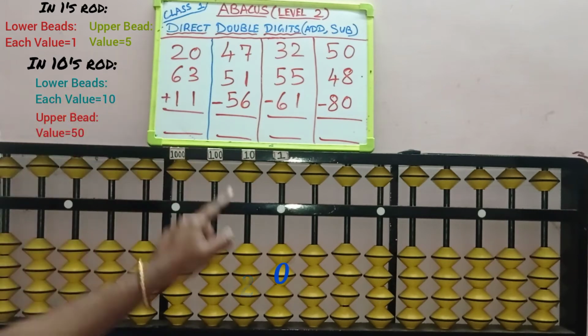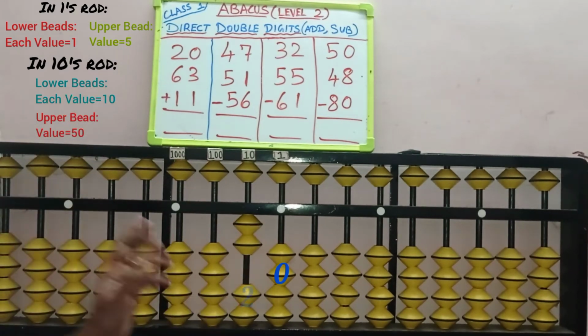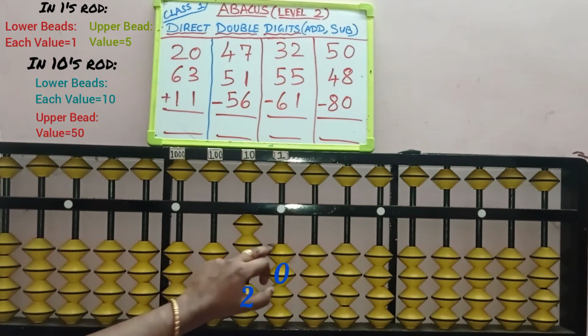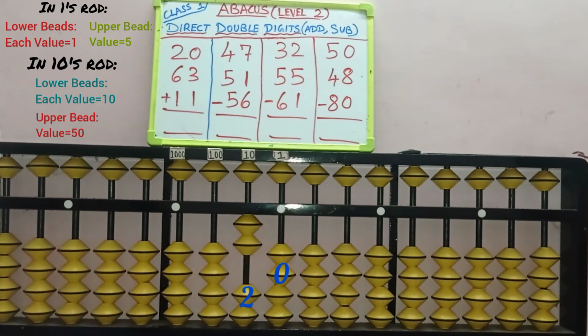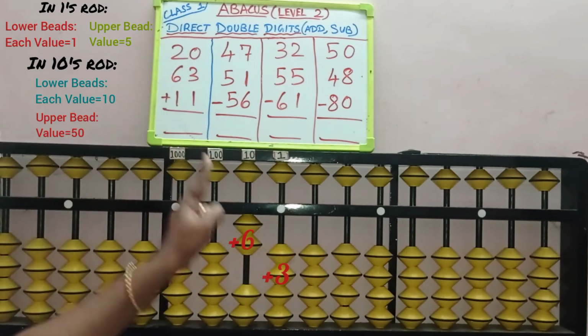Next, 2 is in the 10's place. So move 2 beads in the 10's place. We should complete the value in the 1's rod, right? 2, 0. 20 is added, okay? Next, second row plus 63. Here 3 is in the 1's place, 6 is in the 10's place, right?